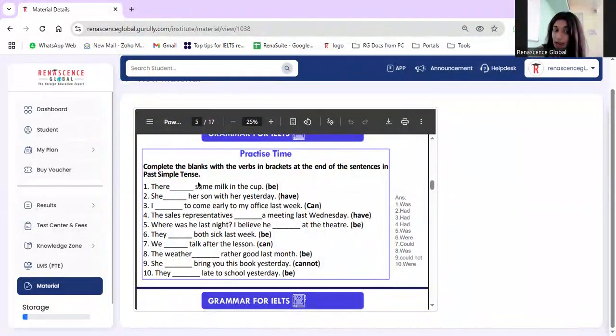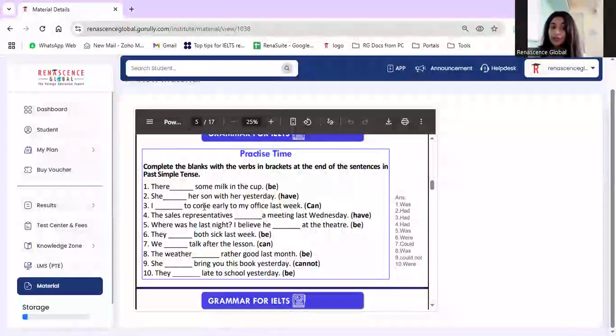She has her son with her yesterday, or she had her son with her yesterday. What should we use between have, has and had? It would be had. Reason? Because we are talking about yesterday. Yesterday is a past event. When it comes to a past event, we use had with it.